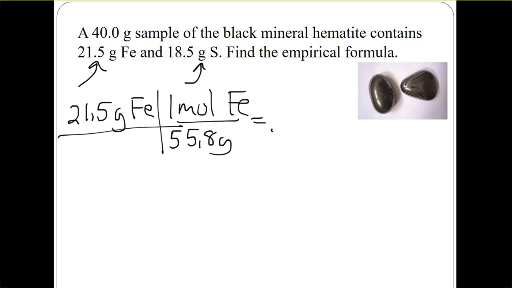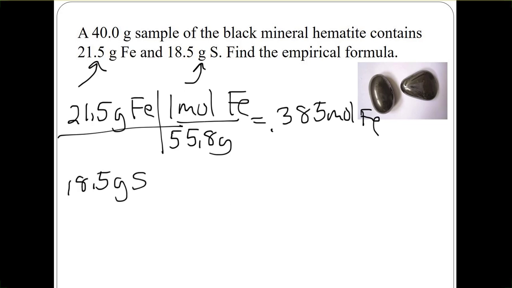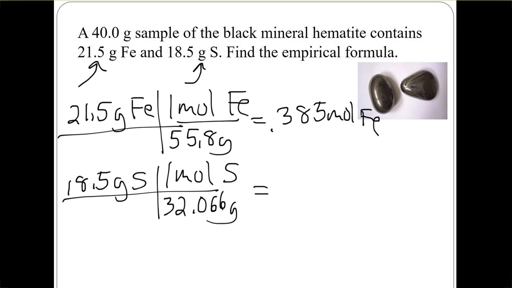In dividing, I get 0.385 moles of iron. Let's look at our sulfur. So 18.5 grams of sulfur, and looking at the periodic table, I have 32.066 grams in 1 mole of sulfur. In dividing, I get 0.577 moles of sulfur. My next step is to divide through by the lowest number, and that would be the first one.